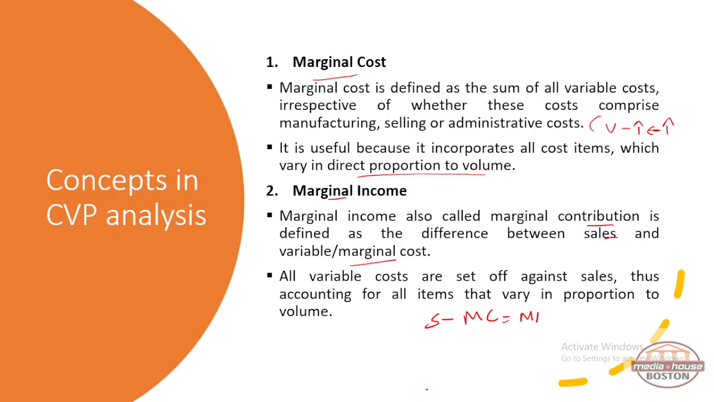So I'm just going to write it as MI. In another book, they will say sales minus VC equals CM, CM representing your contribution margin.